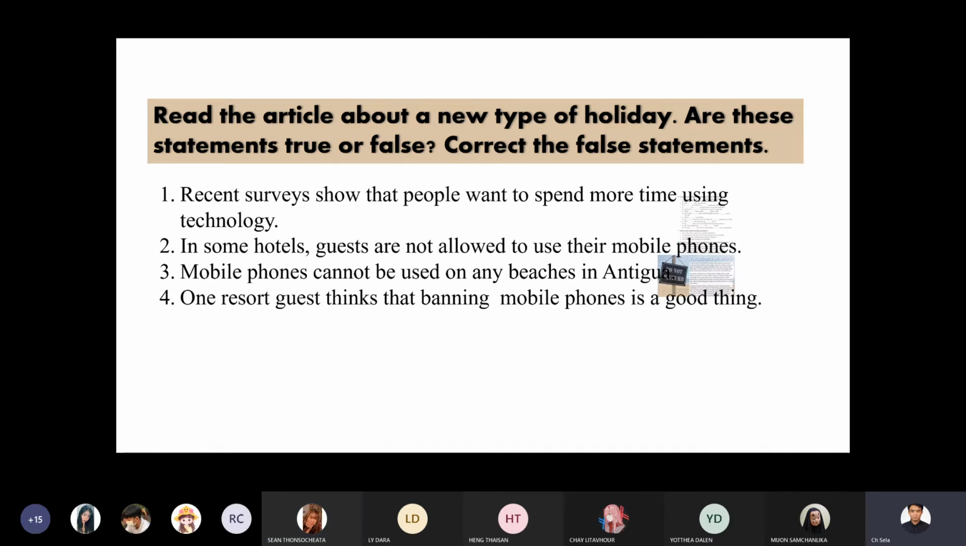So you have to read the article, right? So read the article and then check whether the statements are true or false. If they are false, please correct them. Okay, if you don't have a textbook, I sent this page to you already, and I also sent the questions to you.